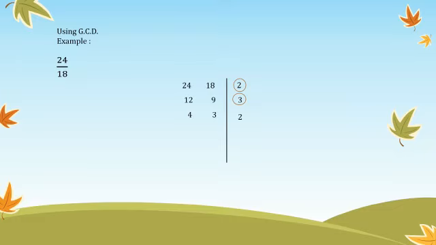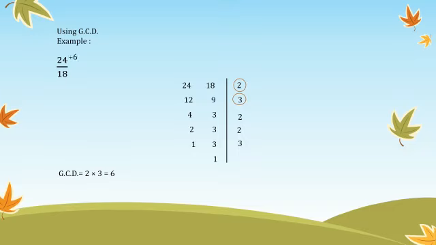Then we divide 4 by 2 and we will get 2. 3 can't be divided by 2, so we don't circle 2 because 2 is not a common divisor. So 3 is still 3. Then we divide 2 by 2 and we will get 1, and 3 is still 3. Then we divide 3 by 3 and we will get 1. GCD is equal to the circled numbers, the common divisors, which is 2 times 3. 2 times 3 is equal to 6.